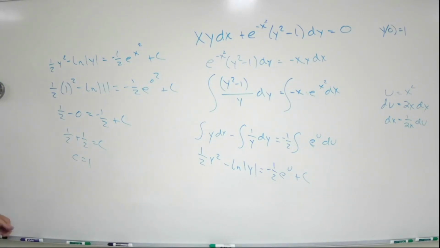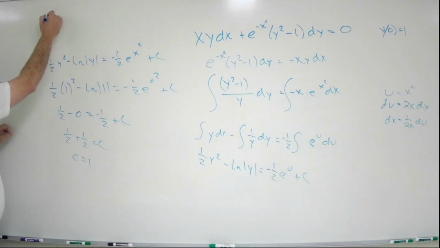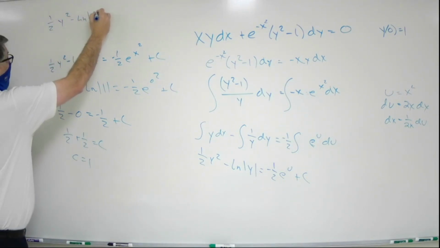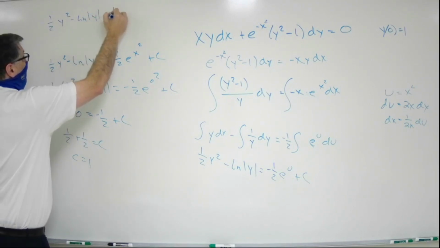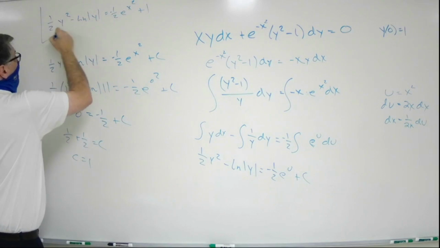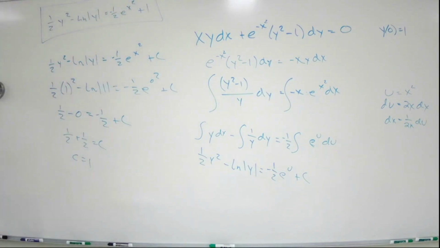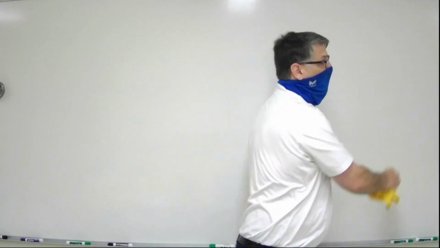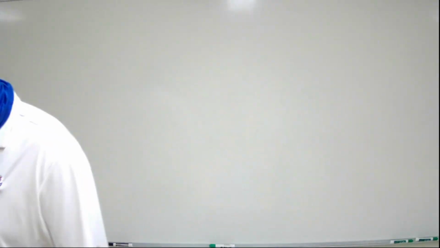Therefore, my particular solution, and I'm just going to write it right above this, is going to be 1/2 y squared minus ln of the absolute value of y equals negative 1/2 e to the x squared plus 1. There's my particular solution. So it's really what we did yesterday. Are we checking?